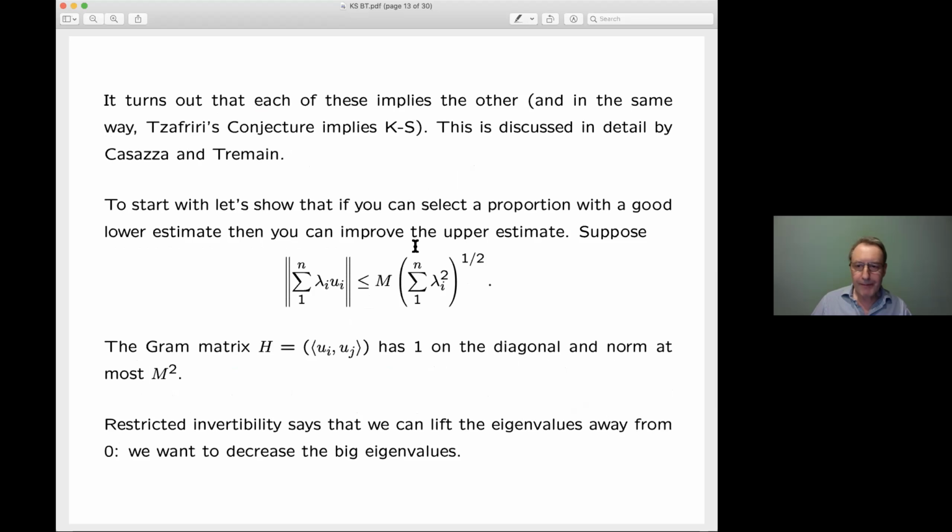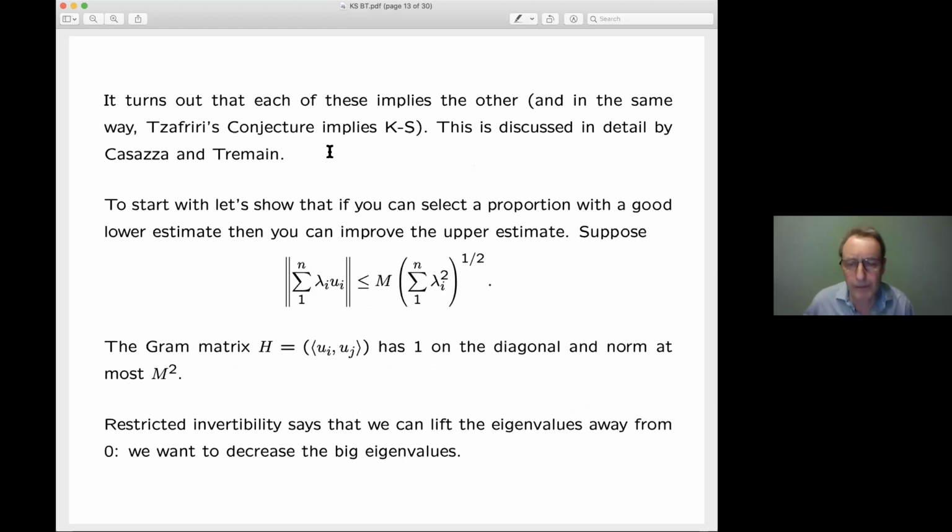good. Right. Now, it turns out that each of these theorems implies the other. And in a corresponding way, when you're talking about partitioning rather than just selection, Tzafriri's conjecture also implies Kadison-Singer and vice versa. This is discussed in considerable detail in a paper of Casazza and Tremaine, Pete Casazza and Janet Tremaine. But I'm going to give a slightly different argument here.